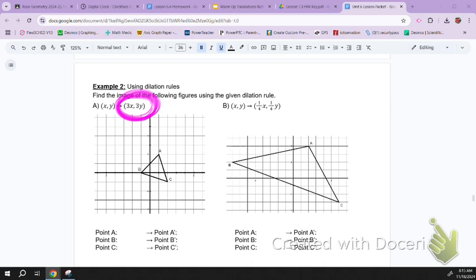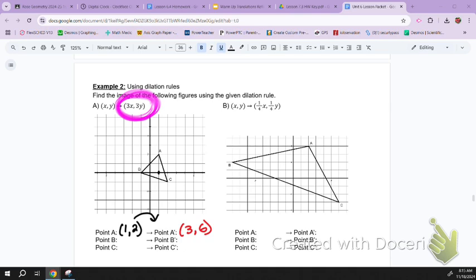Where is A? At X is what? 1. At Y is 2. And then to get to my new points for A prime, what do I do with 1 and 2? Multiply by what? Yeah, multiply by 3. 3 times 1 is 3. 3 times 2 is 6. We'll graph it here in just a minute.